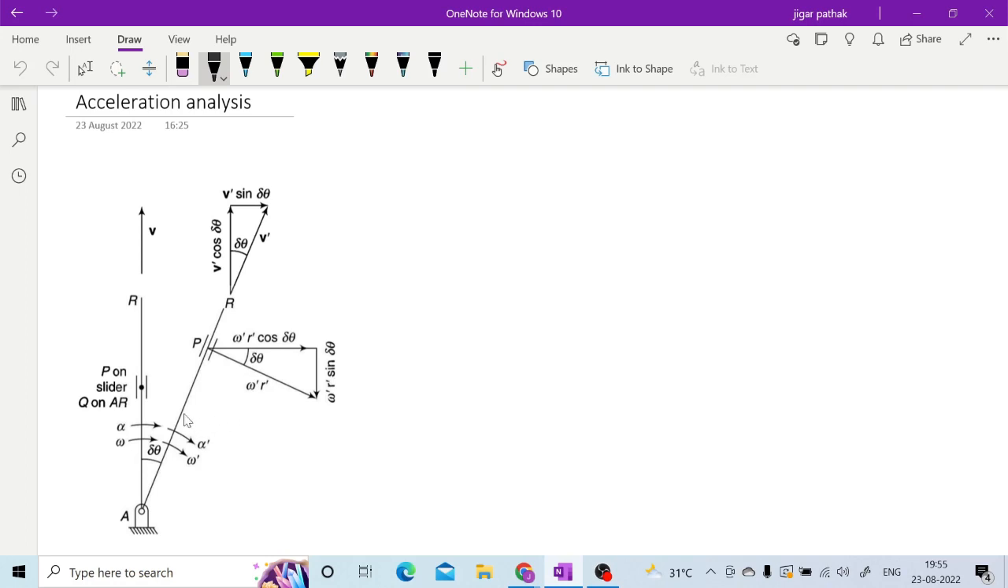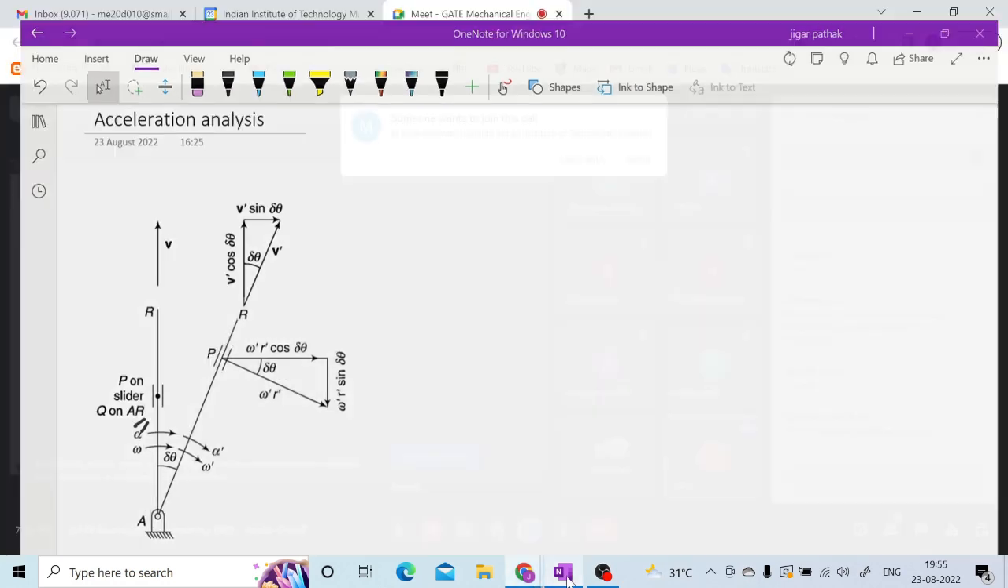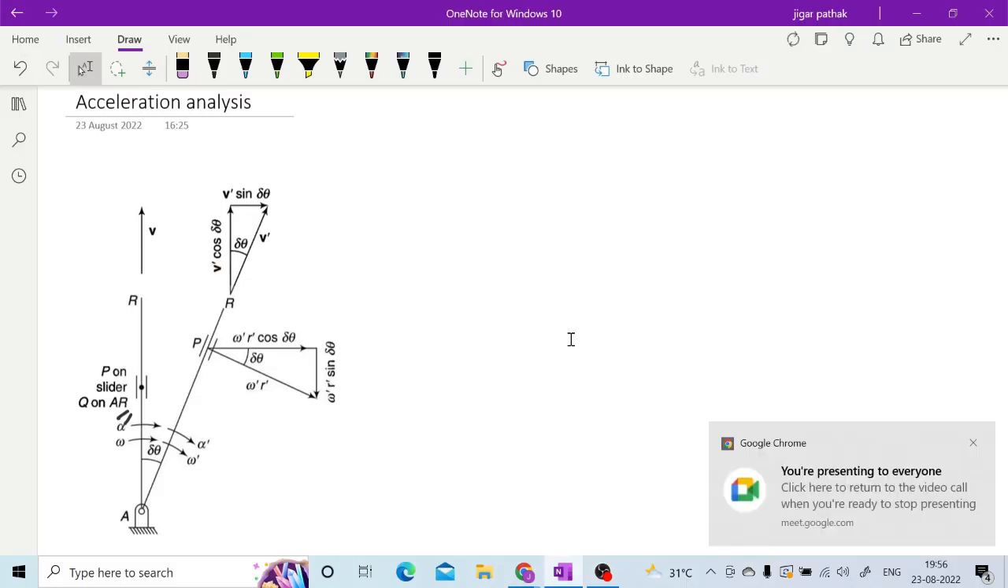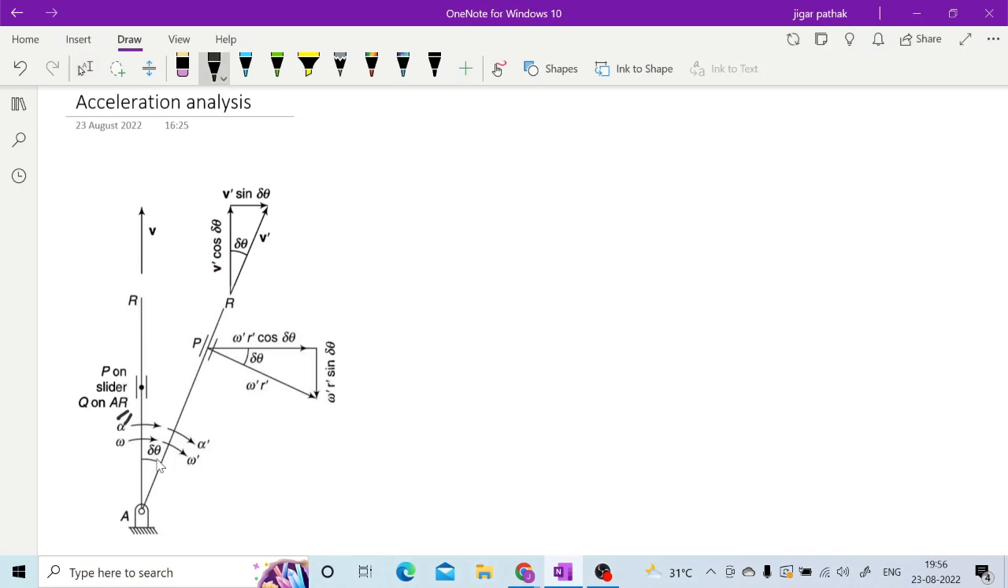So for that, what you have to do is assume that at a particular instant your slider is on this link OAR as it is mentioned. So you are assuming that P is on the slider and Q on AR, right? So once you have this assumption, what you are assuming is that after an instant delta t, your link is rotated by delta theta, as you can see in this figure, R to R dash, it has moved, right?